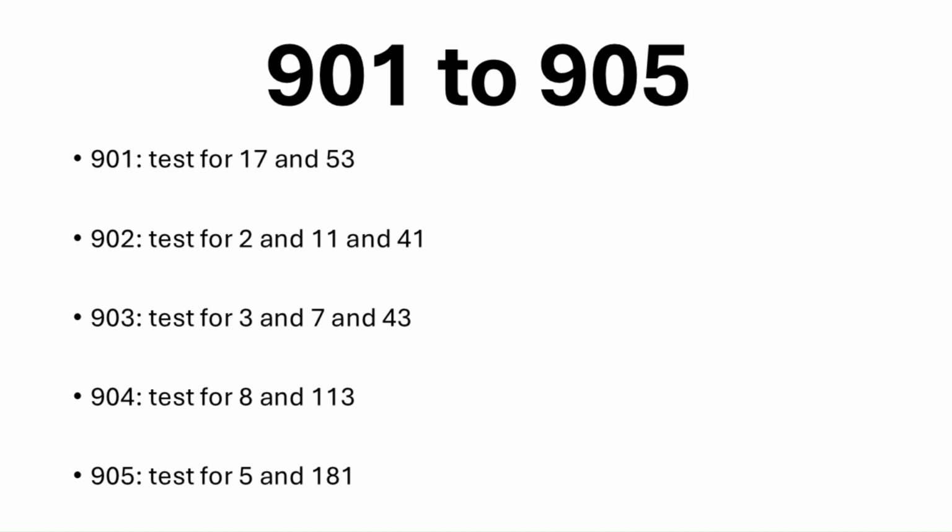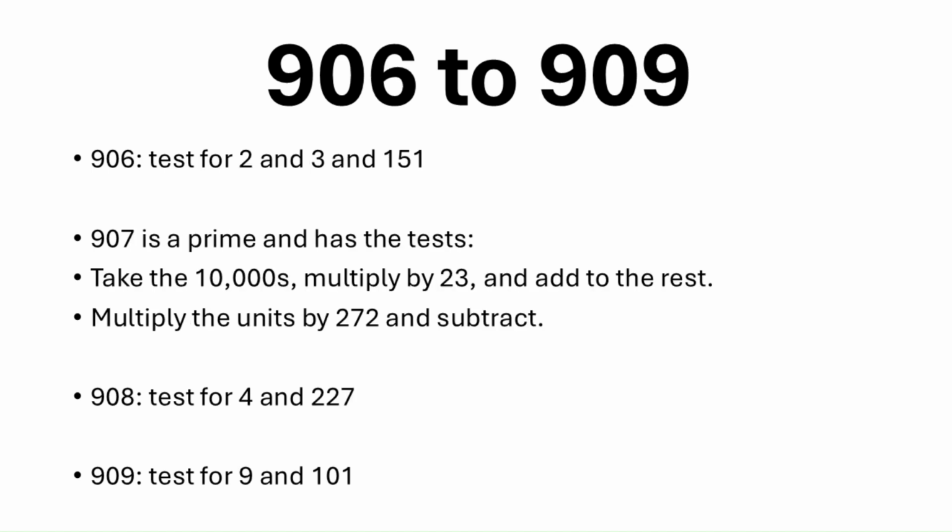902, test for 2 and 11 and 41. 903, test for 3 and 7 and 43. 904, test for 8 and 113. 905, test for 5 and 181. 906, test for 2 and 3 and 151. 907 is a prime and has the tests. Take the 10,000s, multiply by 23, and add to the rest. Multiply the units by 272 and subtract.